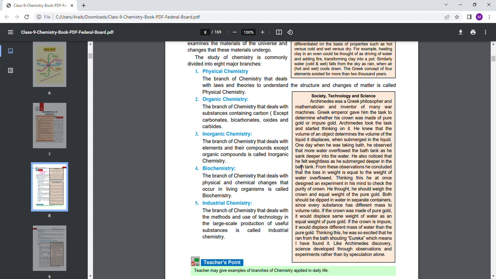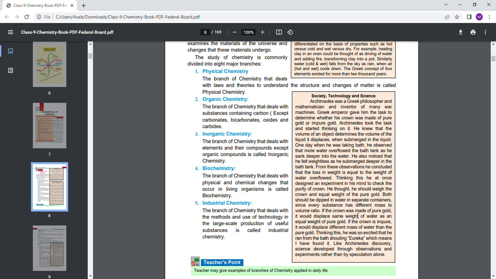He also noticed that he felt weightless as he submerged deeper in the bath tank. From these observations, he concluded that the loss in weight is equal to the weight of water overflowed. Thinking this, he at once designed an experiment in his mind to check the purity of the crown. He should weigh the crown and an equal weight of pure gold. Both should be dipped in water in separate containers.